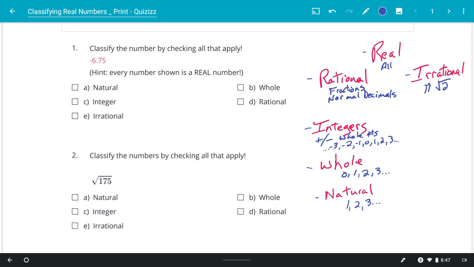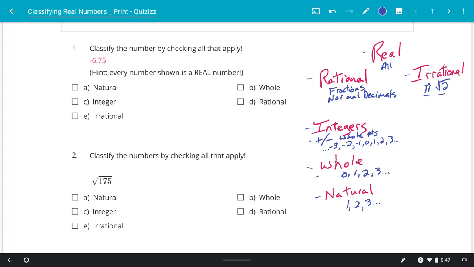For example, the irrational numbers are like pi and the square root of 2. It has a decimal, it never ends, it never repeats, and it cannot be written as a fraction. Rational numbers are the fractions and the normal decimals, the ones that end or repeat. And then the integers are the positive and negative whole numbers, and zero, of course. Remember, there's no decimals or fractions in integers. And then finally, we have the whole numbers and the natural numbers. And I think those make perfect sense.